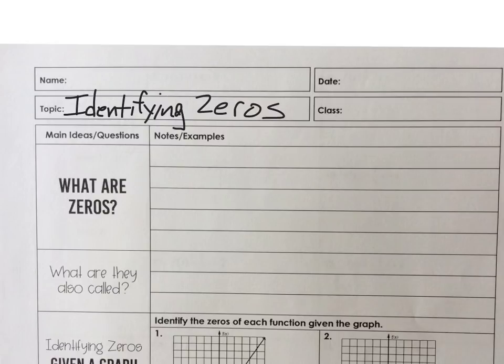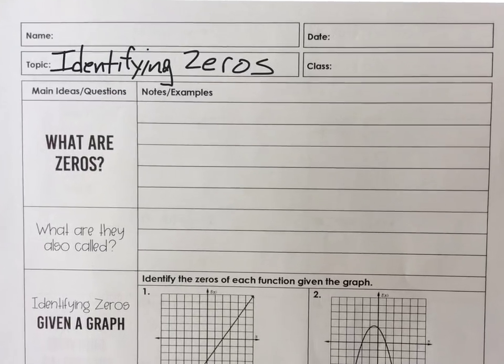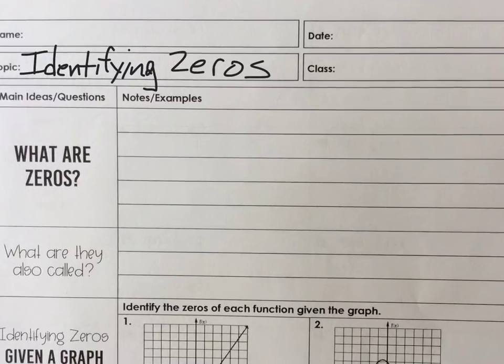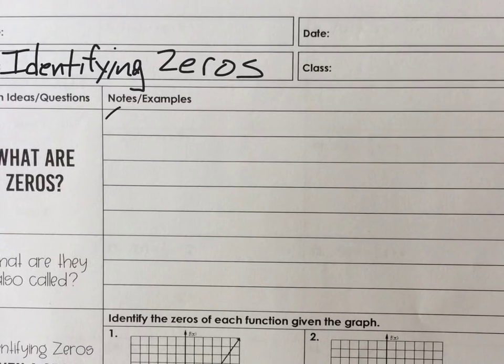So first we have to talk about what zeros are. Zeros, simply put, are where y is 0, or the output is 0. And how you list it is with the x. So first we'll talk about it graphically. Let's write down what zeros are, graphically.